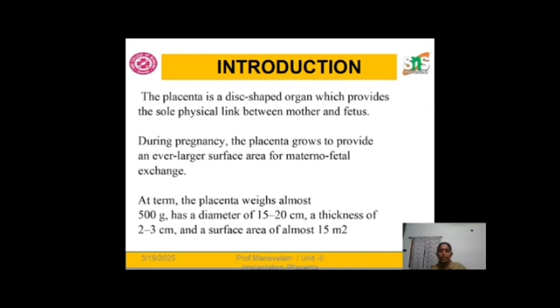At term, the placenta weighs almost 500 g and has a diameter of 15 to 20 cm, a thickness of 2 to 3 cm and a surface area of almost 15 square meters.